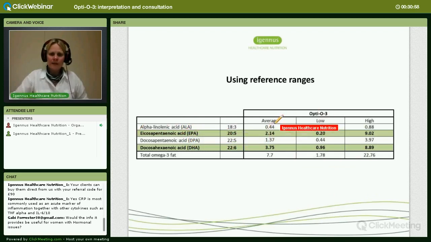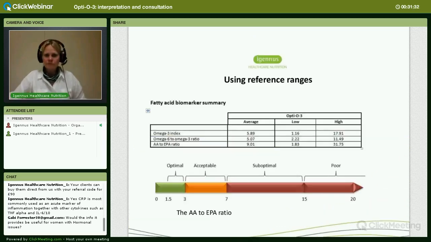Currently, based on all the analysis that we've conducted so far, we're seeing an average EPA level of about 2, with a range from anywhere from 0.2 through to 9. So you can see there's a huge range there. It's very difficult to establish what we should really be looking for. And again, similar with DHA. So our average is about 3.75 with a low of just under 1 and a high of just under 9. So, if we provide those reference ranges, what do we do with them?